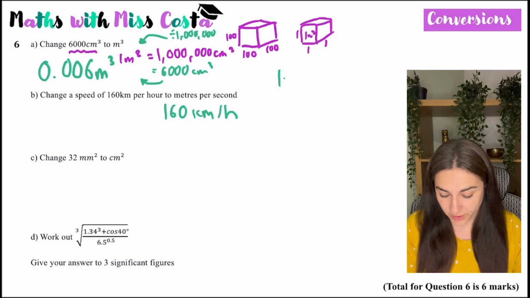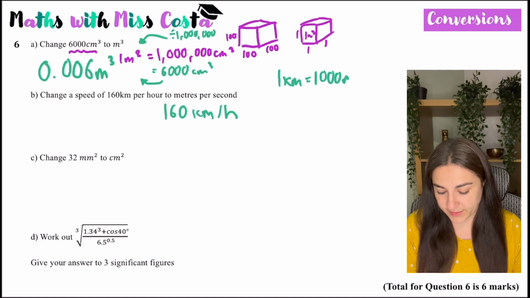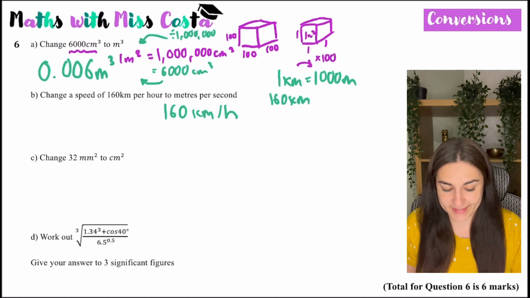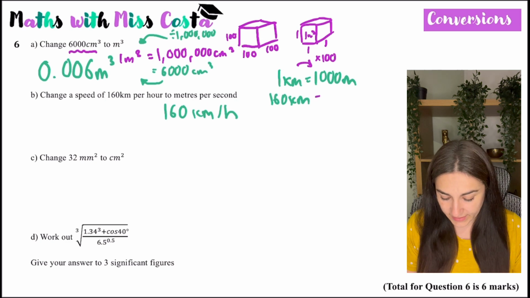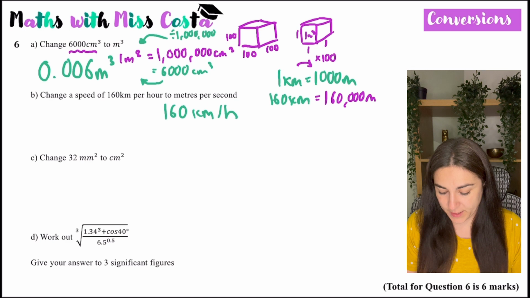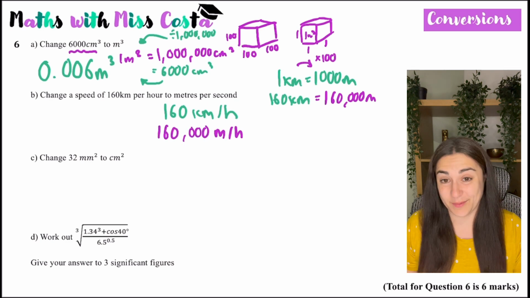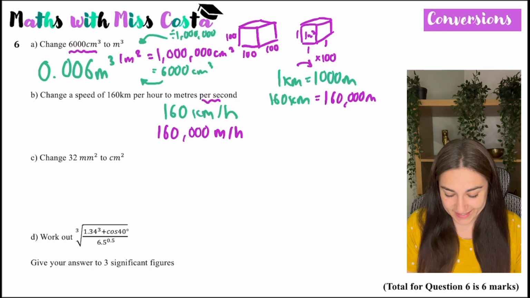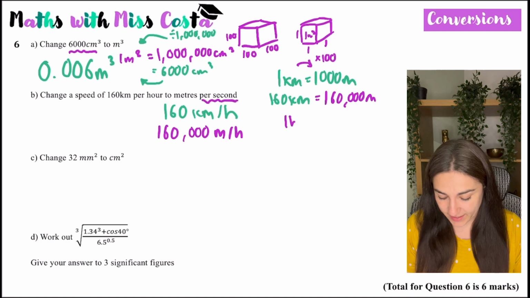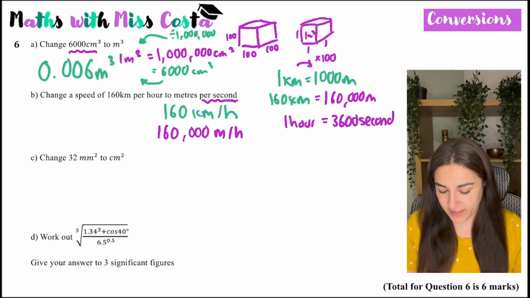So step 1, we know that 1 kilometer is 1,000 meters. So 160 kilometers, to go from kilometers to meters, I times by 1,000. 160 kilometers times by 1,000 is 160,000 meters. So that would be 160,000 meters per hour that is being traveled. But I need to turn this into per second. So in 1 hour, I have 3,600 seconds.